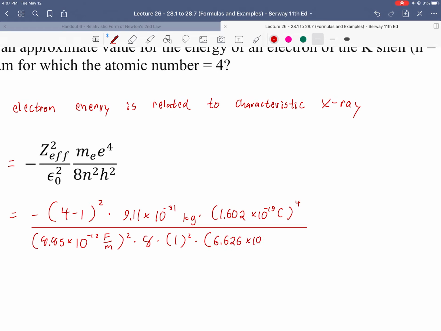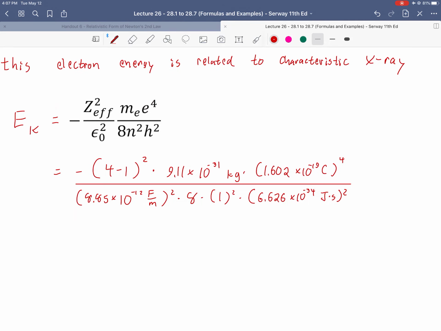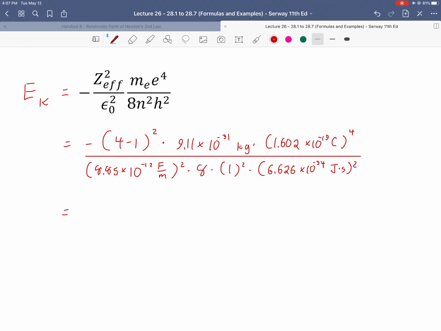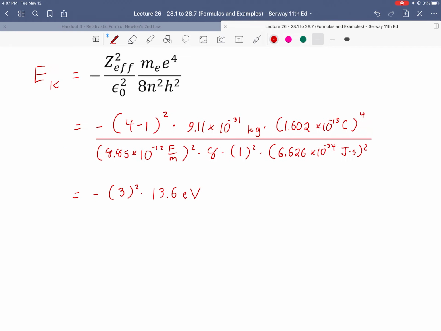And then Planck's constant, 6.626 times 10 to the negative 34 joule seconds, squared. All right. So now, here's the thing, right? This whole business here is actually going to be 13.6 electron volts. So then I could rewrite this as negative 3 squared times 13.6 electron volts. All right. And then, see, that's just 9 times 13.6.